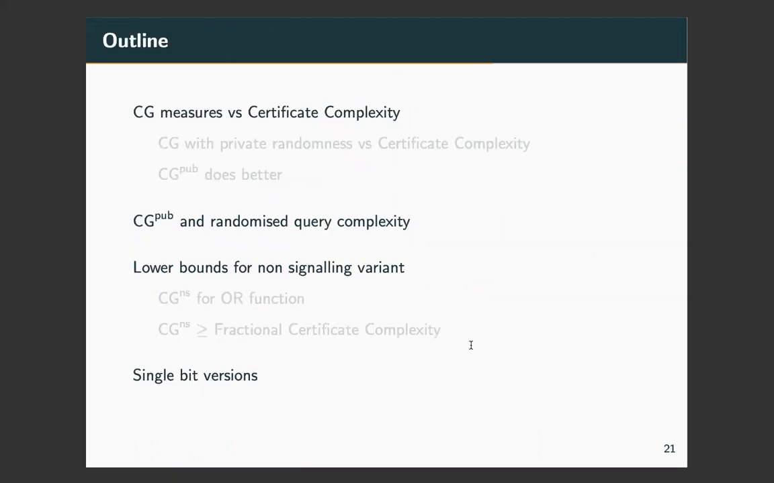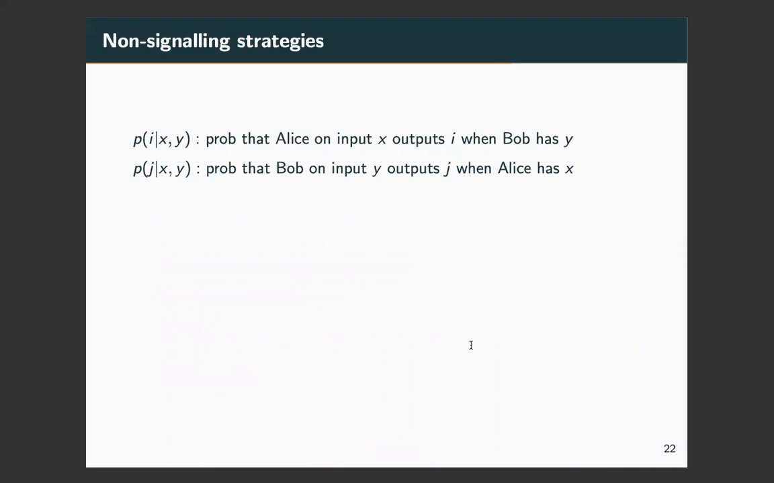We will now show a lower bound on the smallest certificate gains measure we consider, namely the CGNS measure. We will start with an example and then show a general lower bound in terms of another complexity measure called the fractional certificate complexity. But first, let me formally define CGNS strategies.